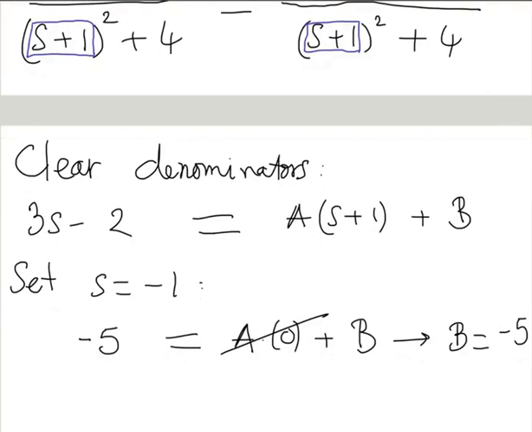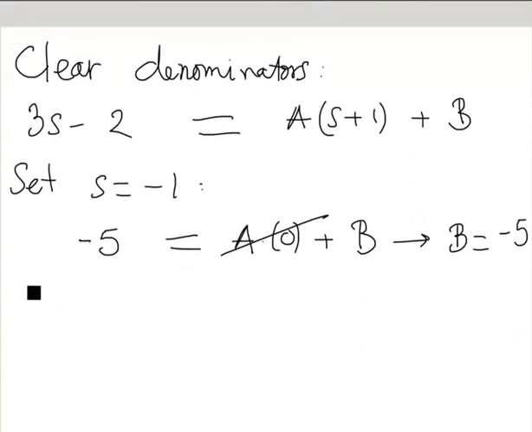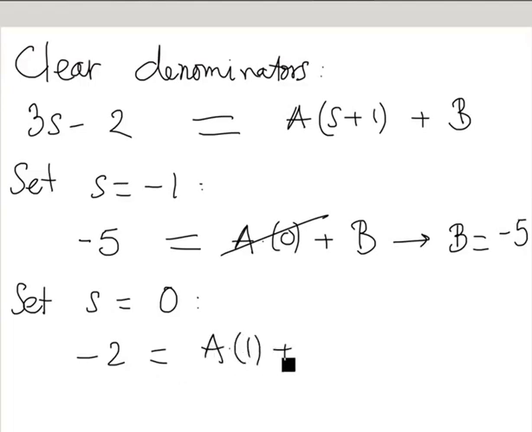Now next, I don't have any special value of s, so I can set s equal to 0. And on the left we have -2, on the right we have a times 1 plus b. And I know that b is -5, so -2 equals a minus 5, and so a is positive 3.